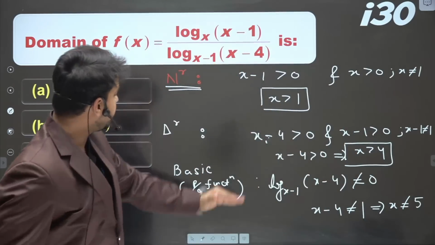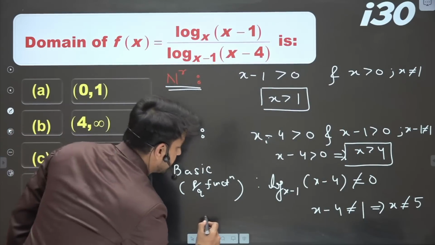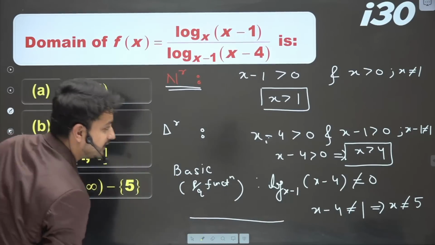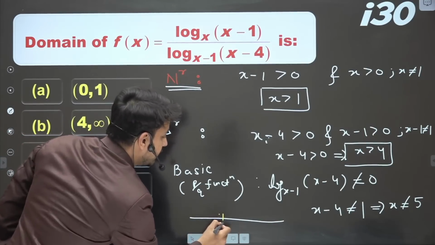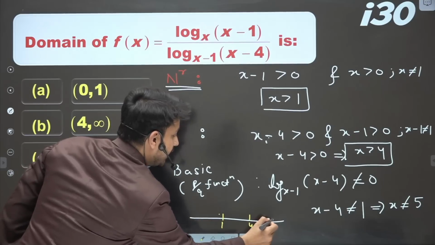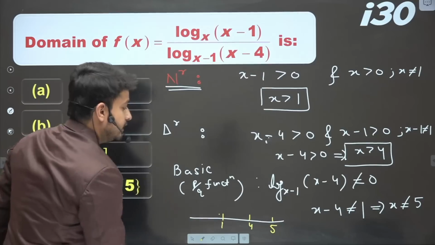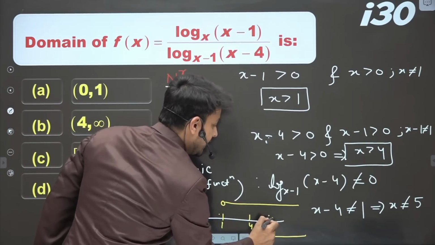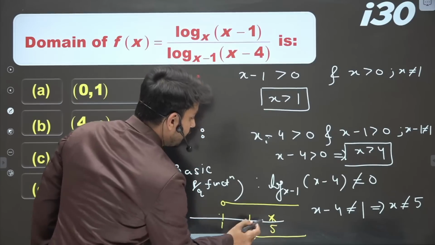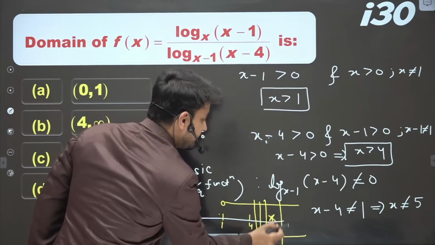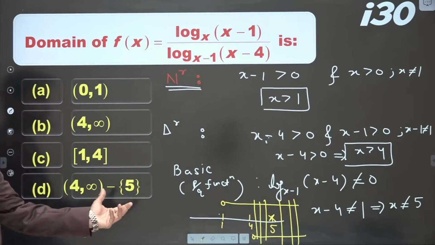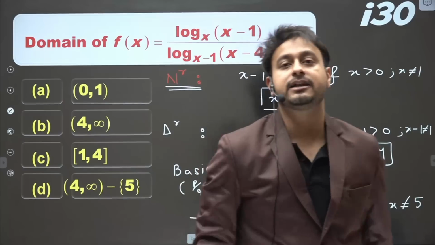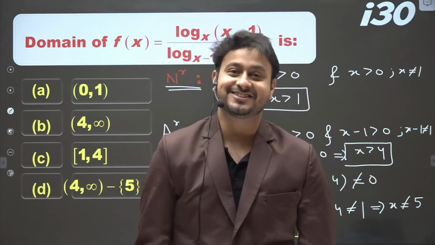So from all the three cases, we can plot the number line, right? We can plot the fantastic number line over here. We will have critical points as 1, 4, and 5, right? So from here we'll get x is greater than 1. Here we'll get x is greater than 4 and x can't be 5. So overall, you will get this shaded region. That means x belongs to 4 to infinity except 5, and that, my dear students, is the answer of this question.